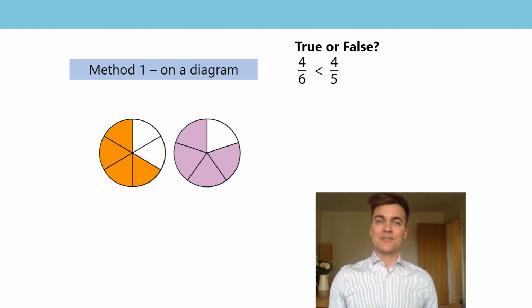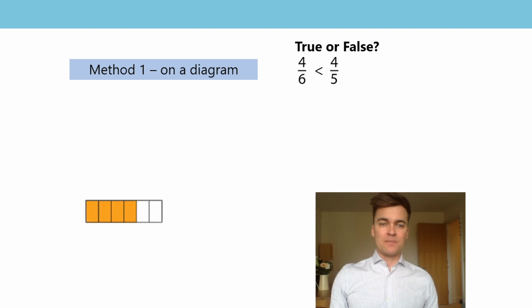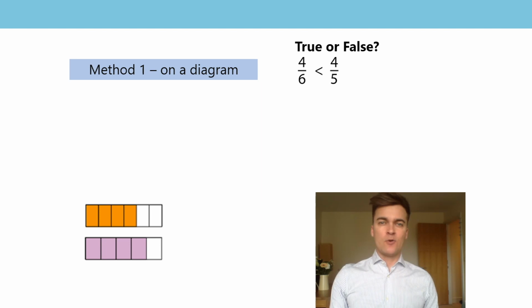Some of you used rectangles. Again, you divided your rectangles into 6 and 5 equal parts, and we're representing 4 of those 6ths, 4 of those 5ths. Now, when I looked at these rectangles side by side, it was a little bit difficult to see which one was greater. So we can also arrange them like this, vertically, and we can clearly see that 4/6 is less than 4/5. It's true.